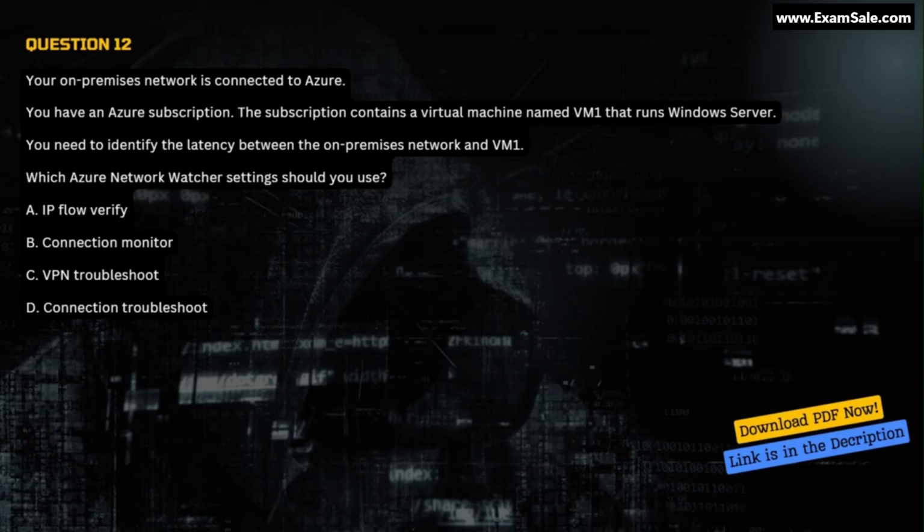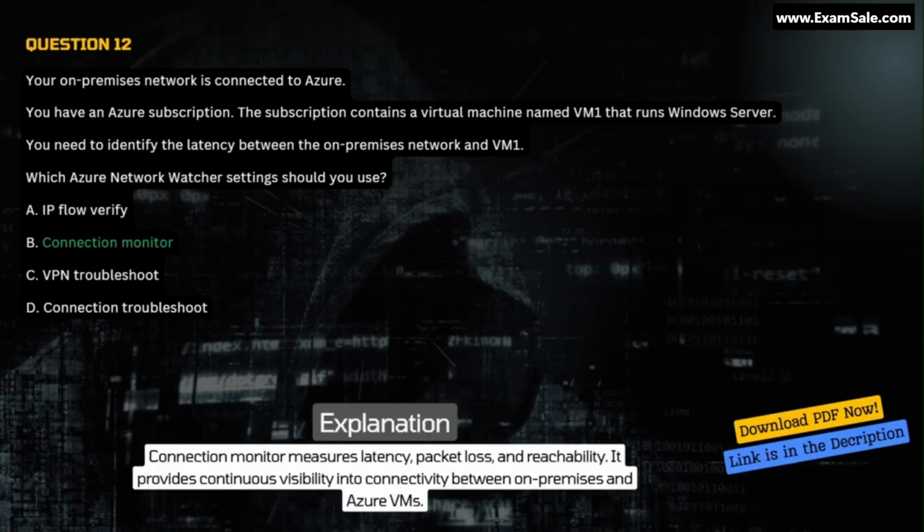A. IP Flow Verify. B. Connection Monitor. C. VPN Troubleshoot. D. Connection Troubleshoot. Correct answer B. Connection Monitor. Explanation. Connection Monitor measures latency, packet loss, and reachability. It provides continuous visibility into connectivity between on-premises and Azure VMs.